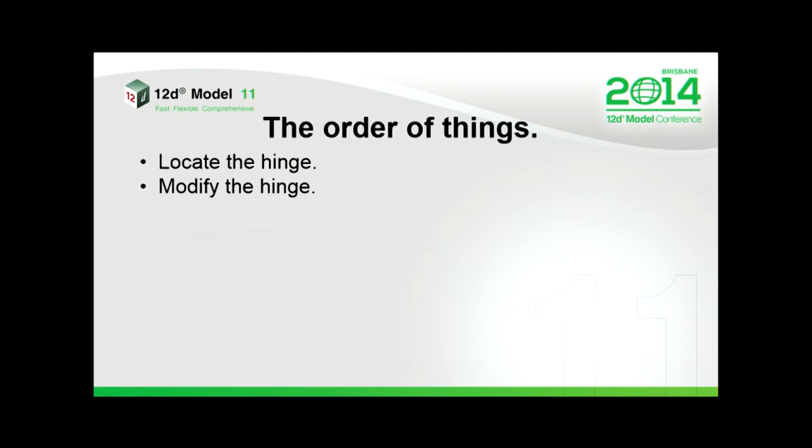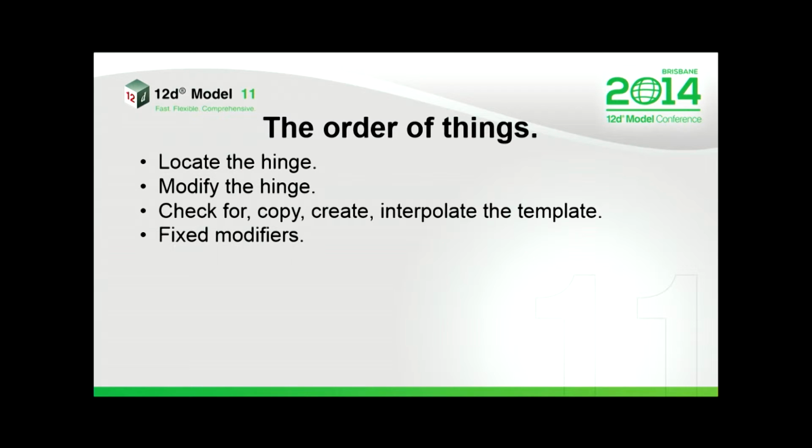So, just to remind everybody, what happens when you actually do an apply? The first thing 12D does is locate the hinge. It's very critical. It doesn't use the center line. The center line's just a starting point. You optionally can find a hinge. Once it's found the hinge, you can modify the hinge. Some people have already forgotten that sort of stuff happens. Once it's located the hinge point, that's an X, Y, Z and direction, it then goes to look and see if you've nominated a template.